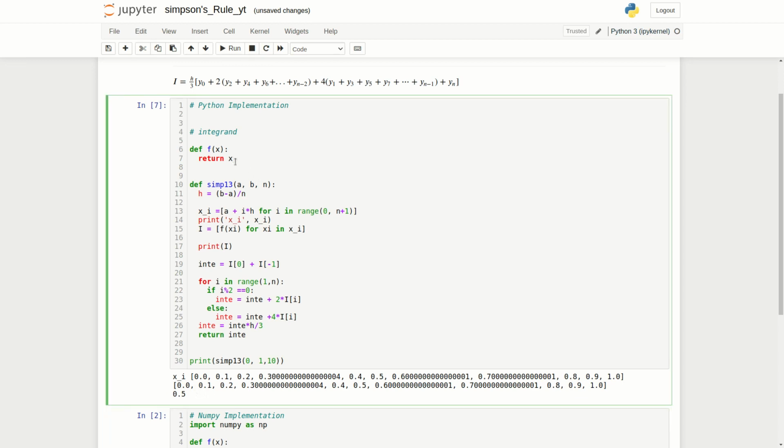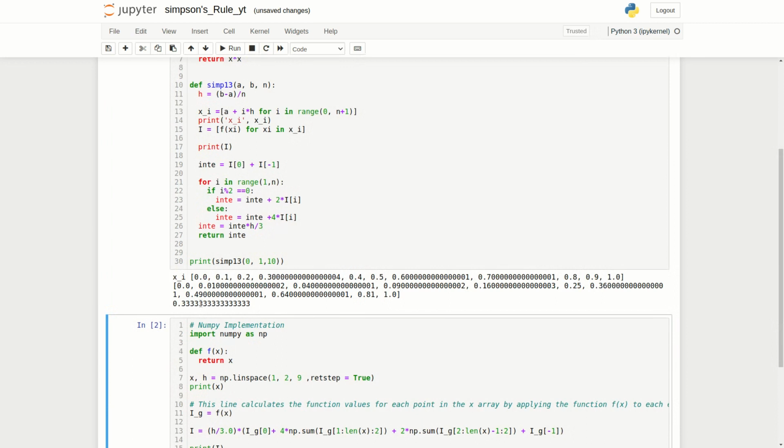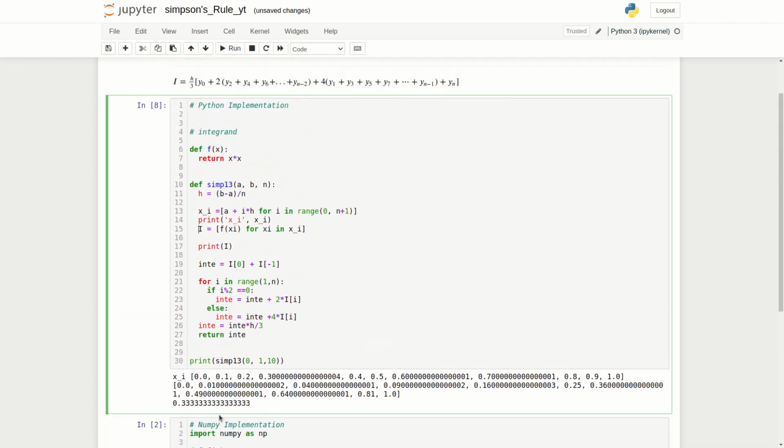And if we make it x square, you will understand it will be squared up. You can see the last point is 1, and 0.9 gives 0.81. You see this I is basically the integrand computed at these points, at the x underscore i points. I hope you understand these two lines.